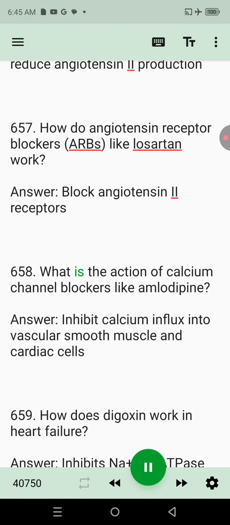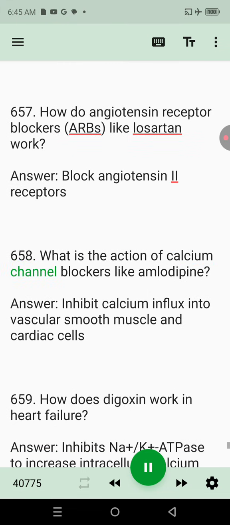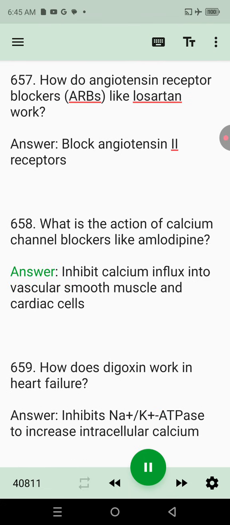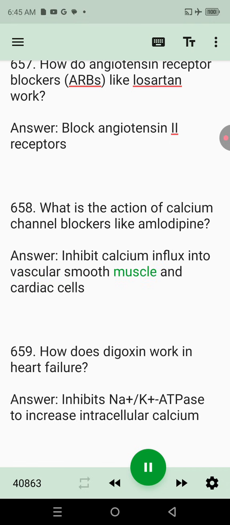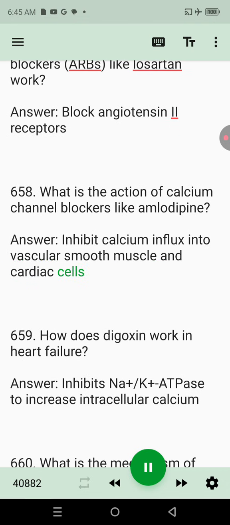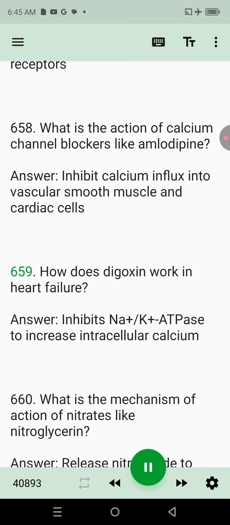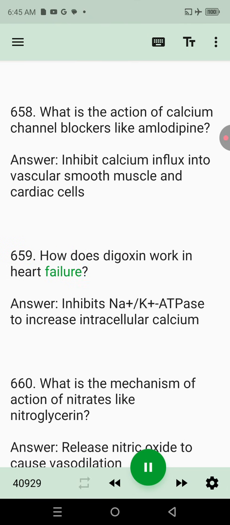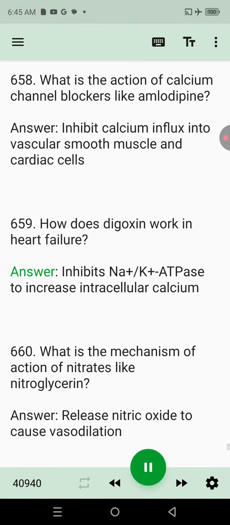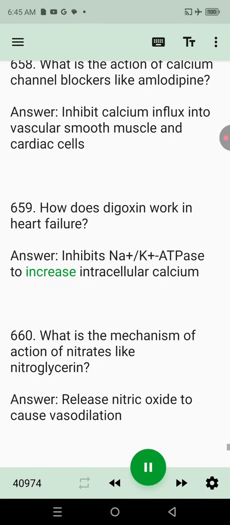658. What is the action of calcium channel blockers like amlodipine? Answer. Inhibit calcium influx into vascular smooth muscle and cardiac cells. 659. How does digoxin work in heart failure? Answer. Inhibits Na plus K plus ATPase to increase intracellular calcium.